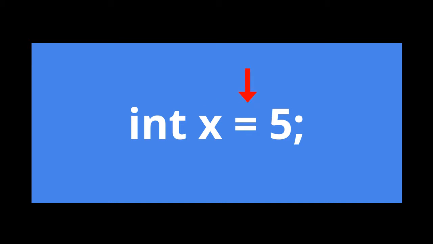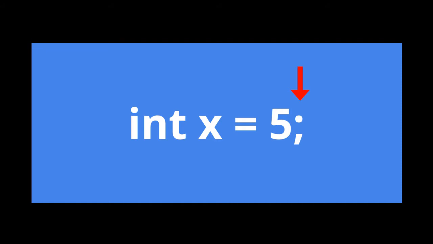After this, we have the equal sign. This equal sign is what basically sets the value equal to our variable. And then this 5 right here represents the actual number value that our variable is equal to. So remember, this has to be an integer because this is an int.